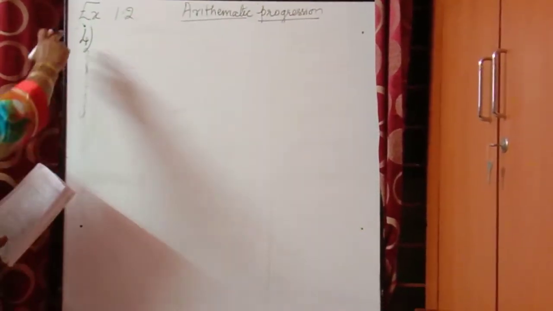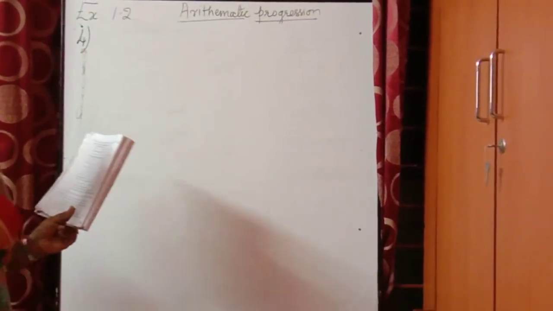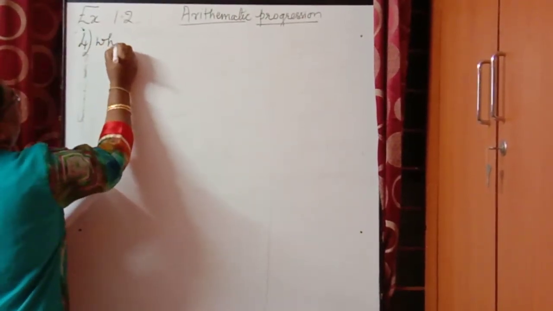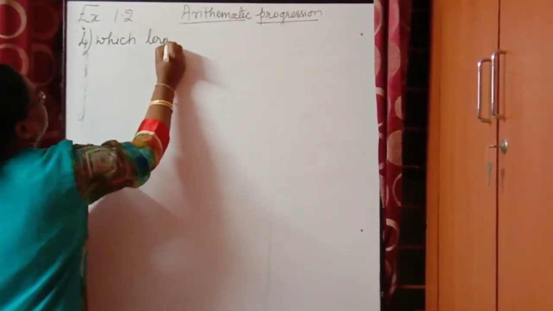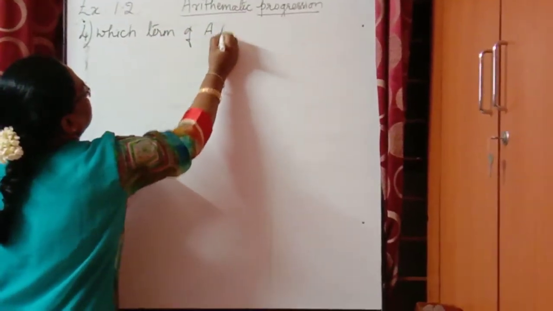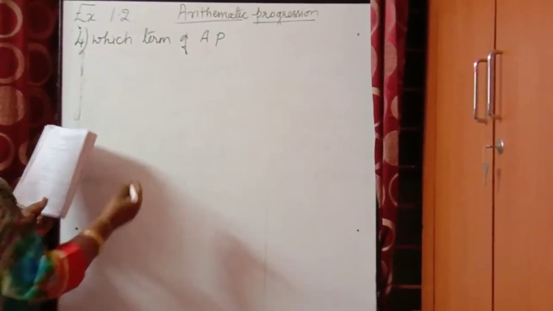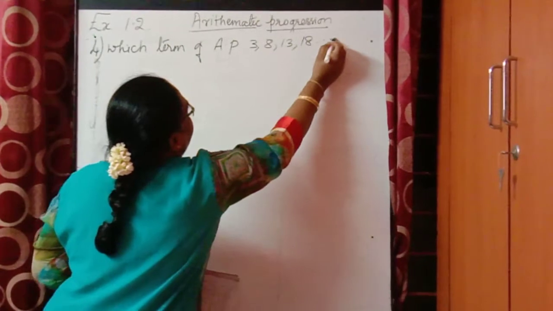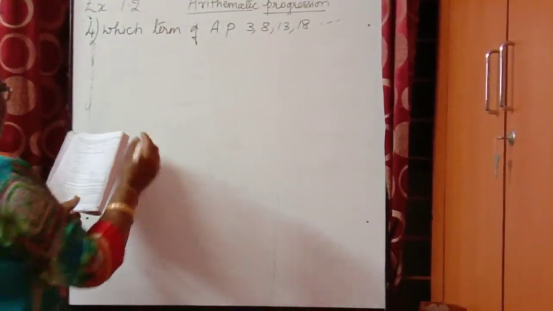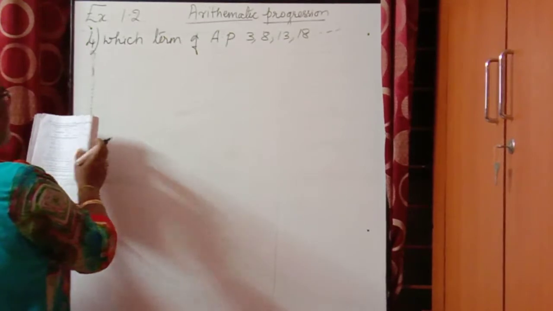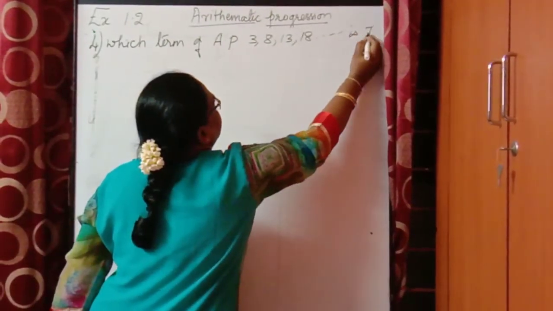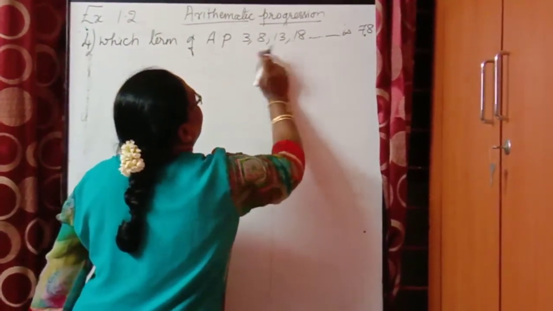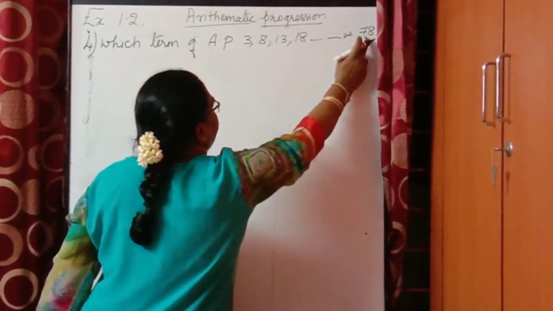Next we'll continue with the same exercise 1.2. In that we'll take up the fourth problem. Fourth problem says: which term of the AP 3, 8, 13, 18, and so on is 78?